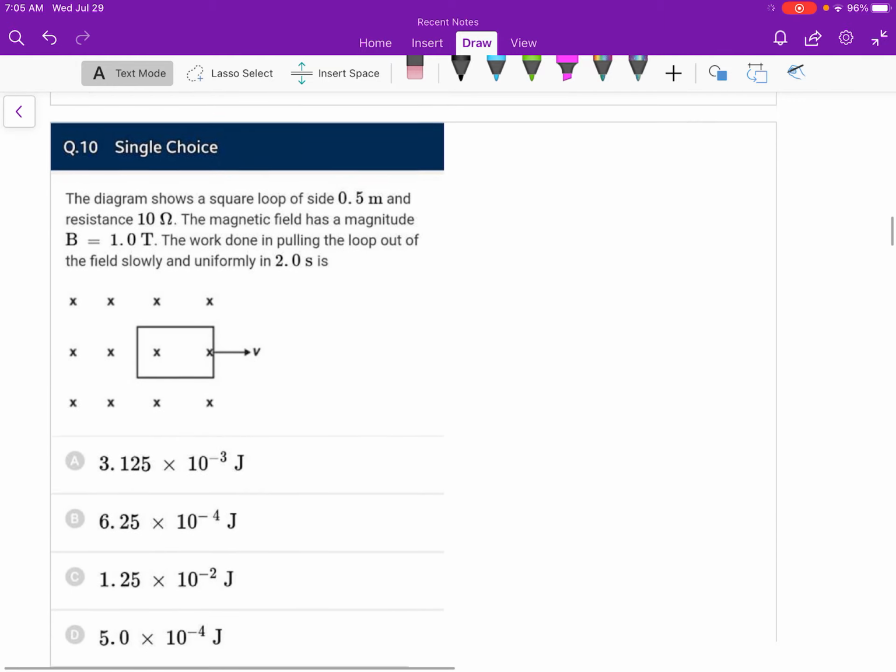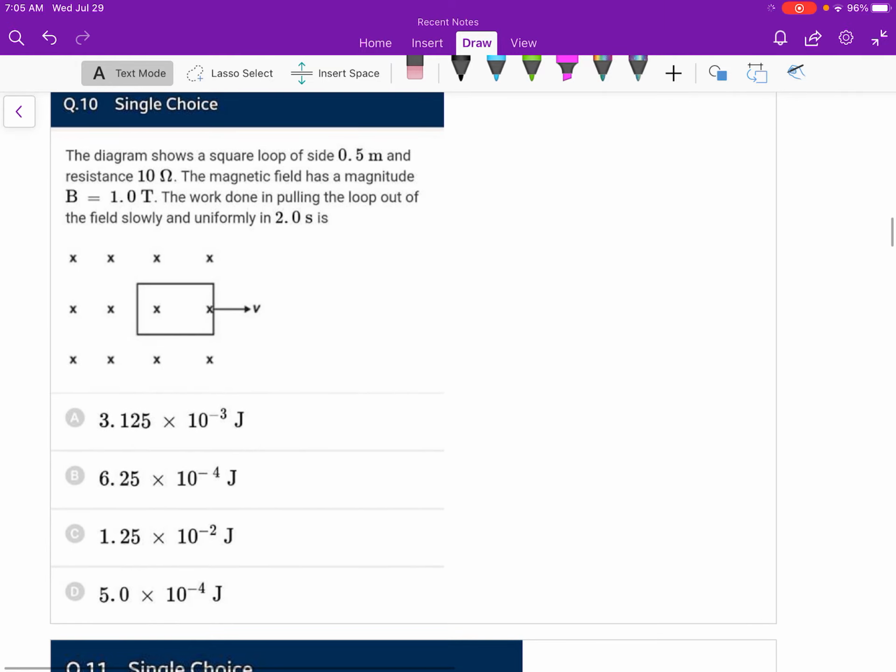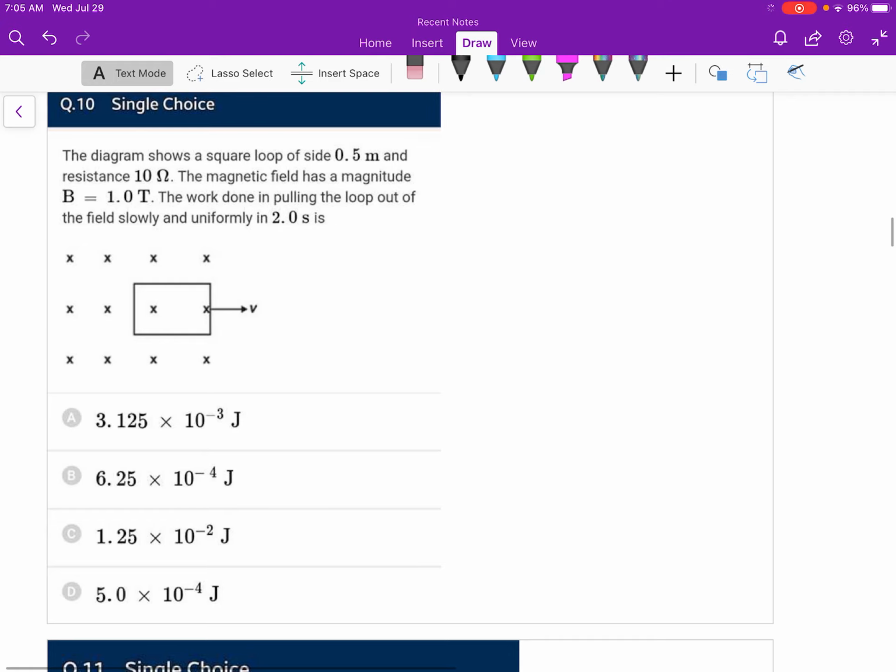Next, the diagram shows a square loop of side this. The magnetic field has magnitude this. The work done in pulling the loop out of the field slowly. So let's say the side length of the square loop is L. For the work done, W equals, we need to apply external force to counterbalance the magnetic force.